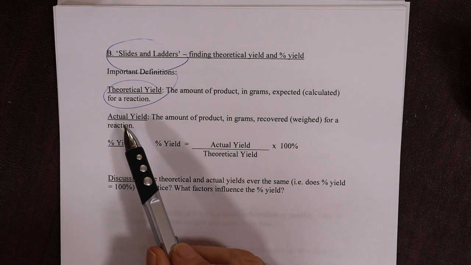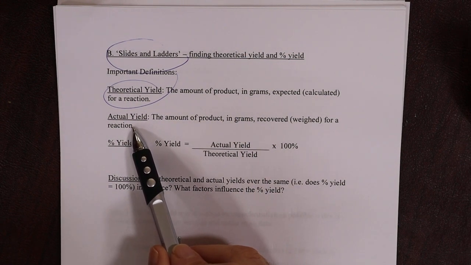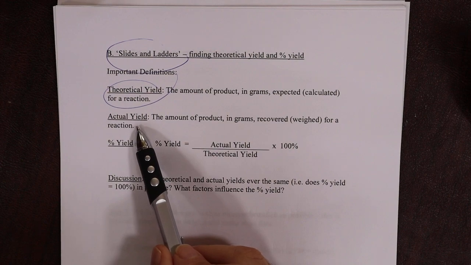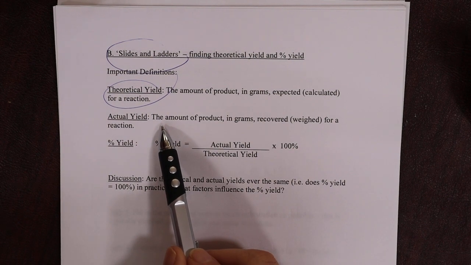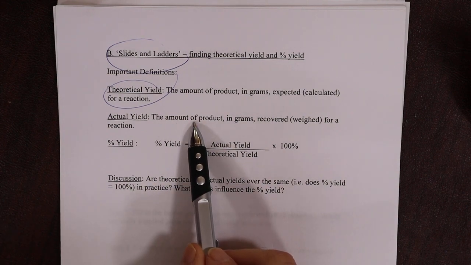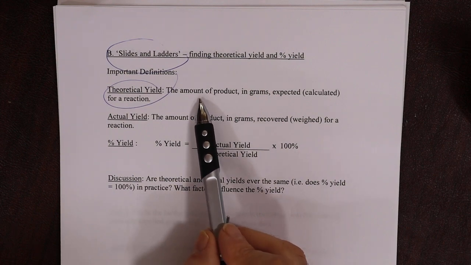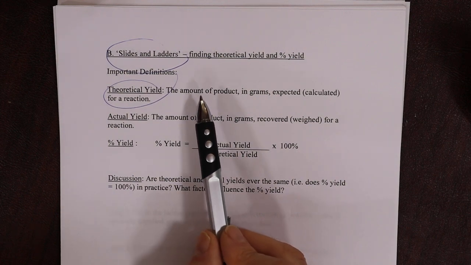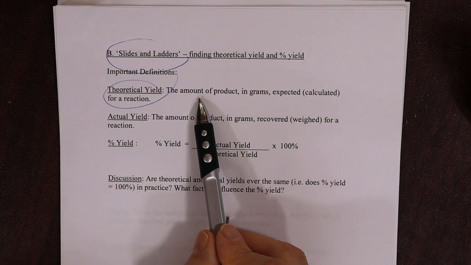The actual yield is what you actually pull out of the oven. So when you weighed your stuff, should you have done that in lab, you get the actual yield. Actual is what you actually physically weighed, and theoretical is what you work out that it should weigh, which comes from this theory we're going to discuss in this packet.